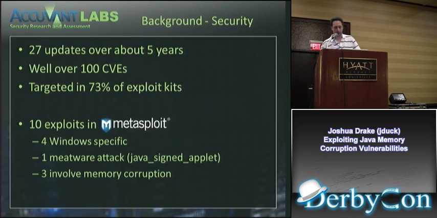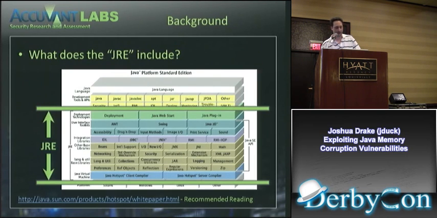In 73% of exploit kits, Java is targeted. They have at least one exploit. I think 40% of those, not 40% of the 73, but 40% of the total had more than one Java exploit in it. So, bad guys are totally like, you got Java? Yeah, we got shells. Metasploit has 10 exploits. I wrote 2 of them, or no, maybe 4 of them. But only 3 of them involve memory corruption. And of course, everyone loves Java signed applet, the wonderful meatware attack. 4 are Windows specific, and most of them are multi-platform. The 2 memory corruption ones that I wrote, I think, should work on any platform with some love.